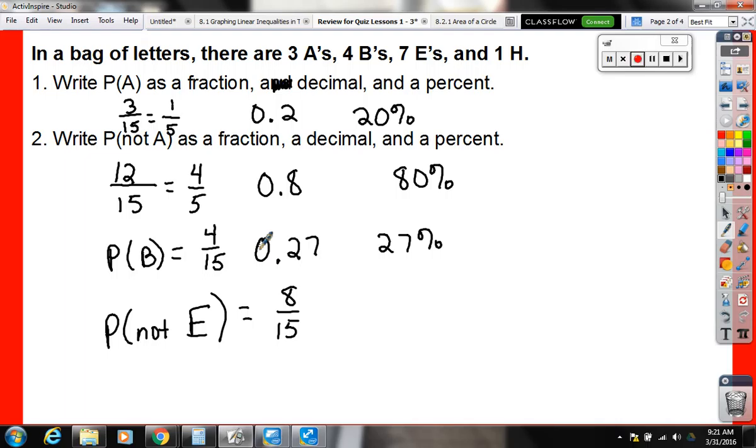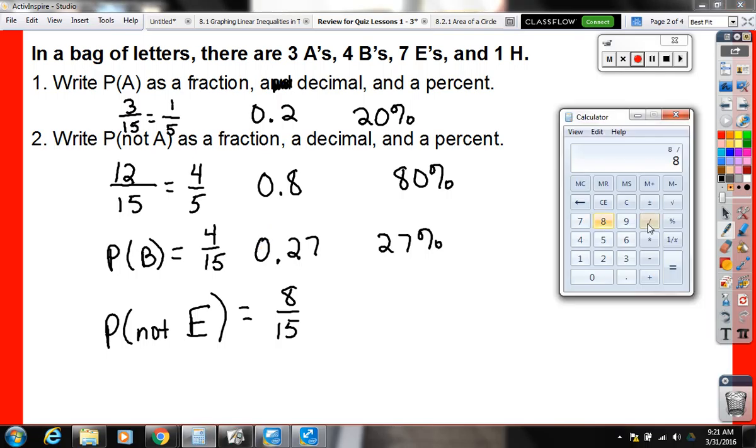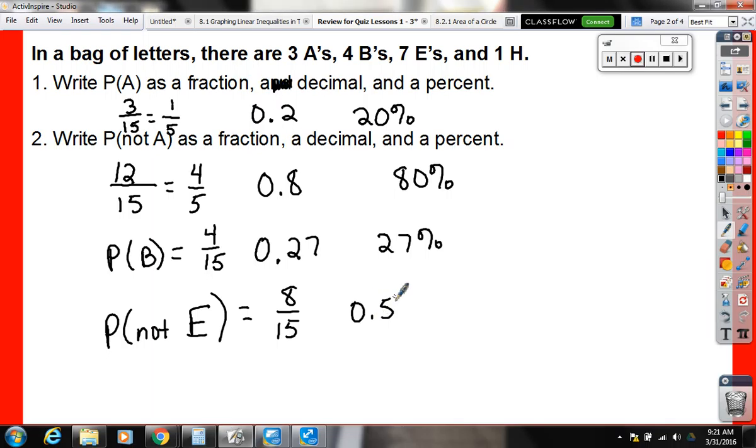Tyson, how do I change this fraction to a decimal? Divide it. Good. And what did you get when you divided 8 divided by 15? 0.53 repeating. Good, that's what I got too. What would that round to? 33%. Good, you jumped right to the percent, but as a decimal it would be 0.53. And that is 53%.